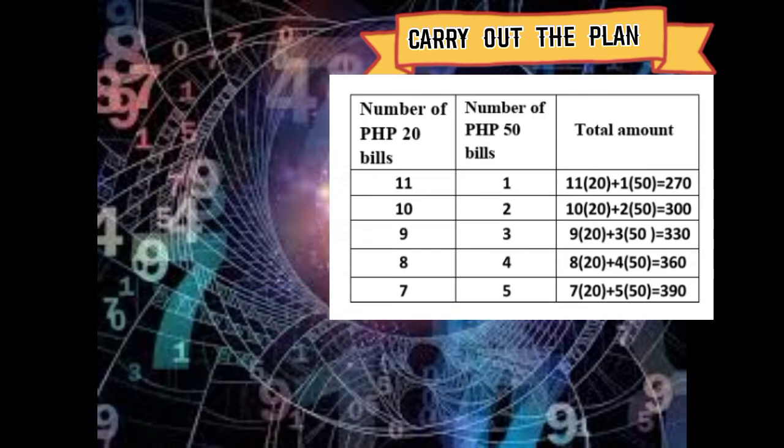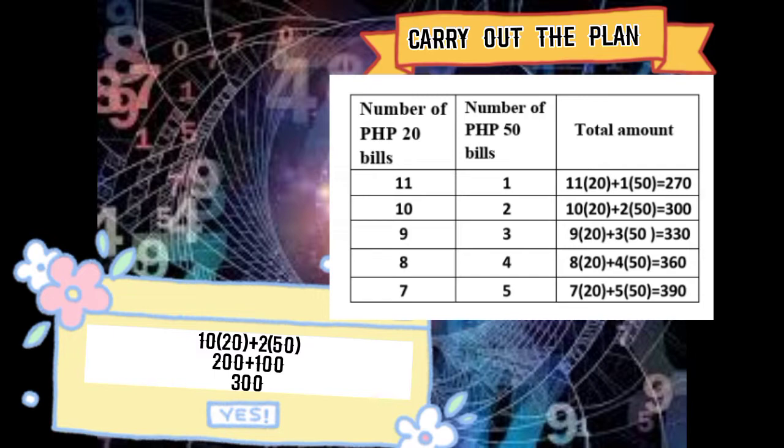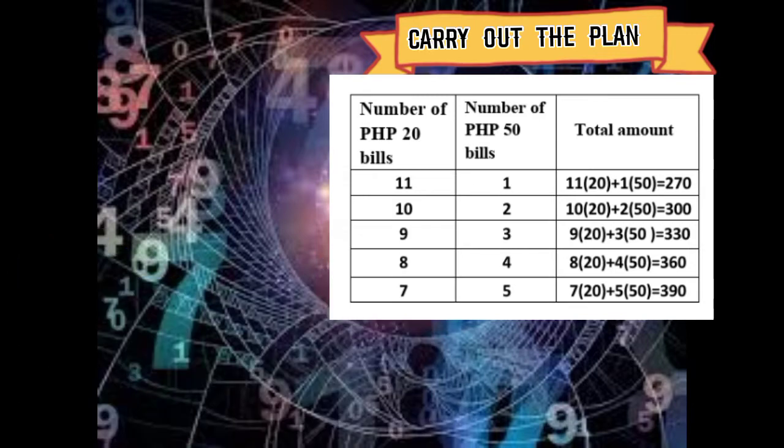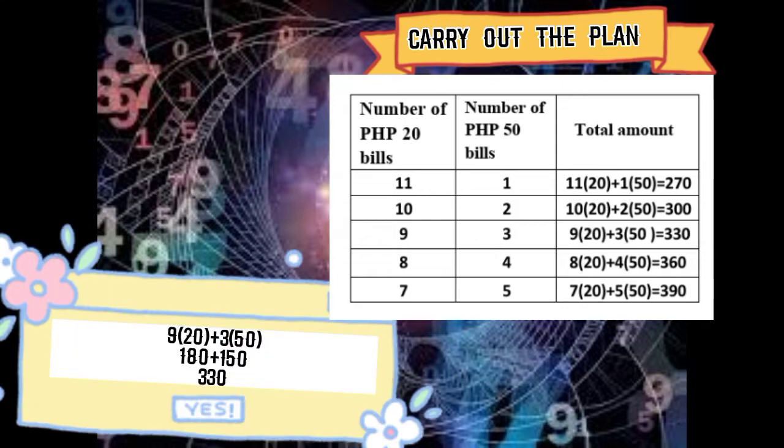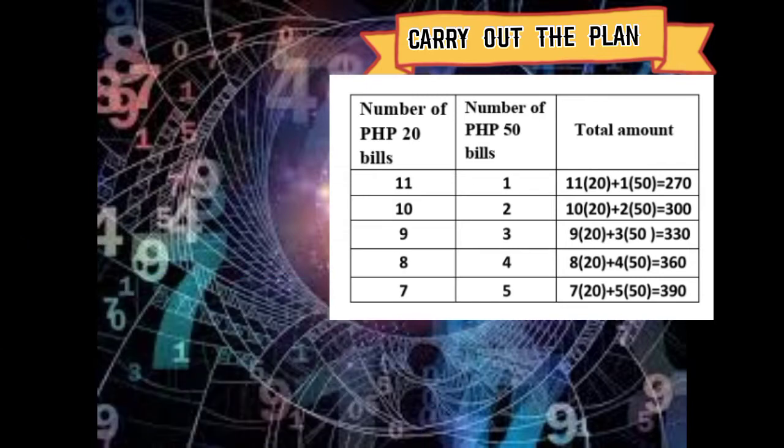The second row, we have 10 of 20 pesos bills and 2 of 50 pesos bills. So 10 times 20 equals 200 plus 2 times 50 equals 100. 200 plus 100, the total amount is 300 pesos. The third row, we have 9 of 20 pesos bills and 3 of 50 pesos bills. So 9 times 20 equals 180. 3 times 50 equals 150. The total amount is 330 pesos.